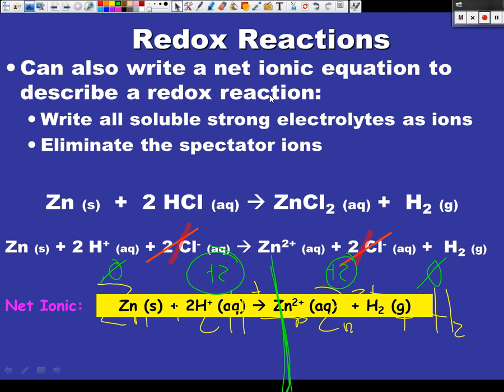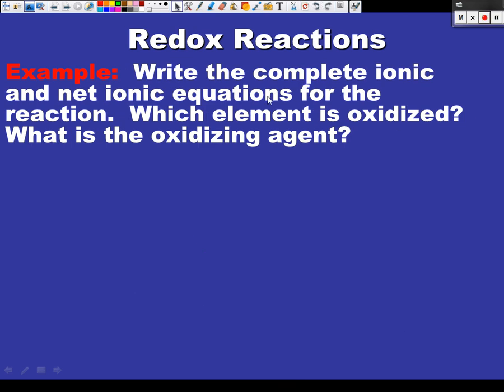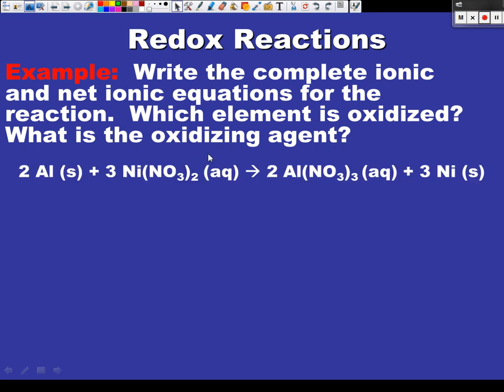All right, that shows you well done. Great. See if you can write the complete ionic equation for the reaction. Do y'all have that? Anything else? All right, here's what I want you to do. Write just the net ionic and see if you can determine which element is being oxidized and which element is being reduced. And think about OIL RIG.